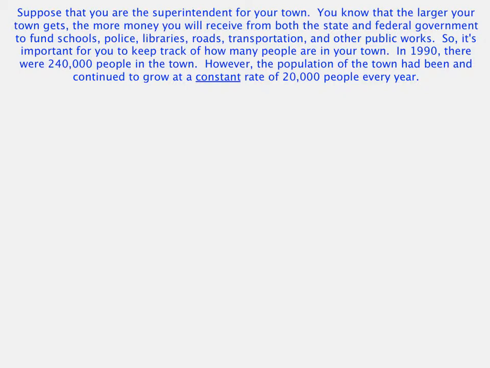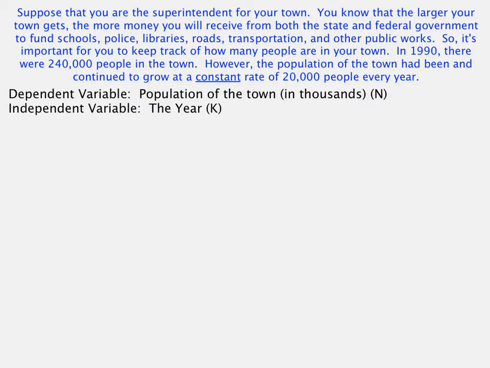In 1990, there were 240,000 people in the town. However, the population of the town had been and continued to grow at a constant rate of 20,000 people every year. So how can we model this situation? First things first, let's define some variables. Let's let the dependent variable be the population in thousands, and we'll give that the variable n. And let's let the independent variable be the year, and we'll give that the variable k.